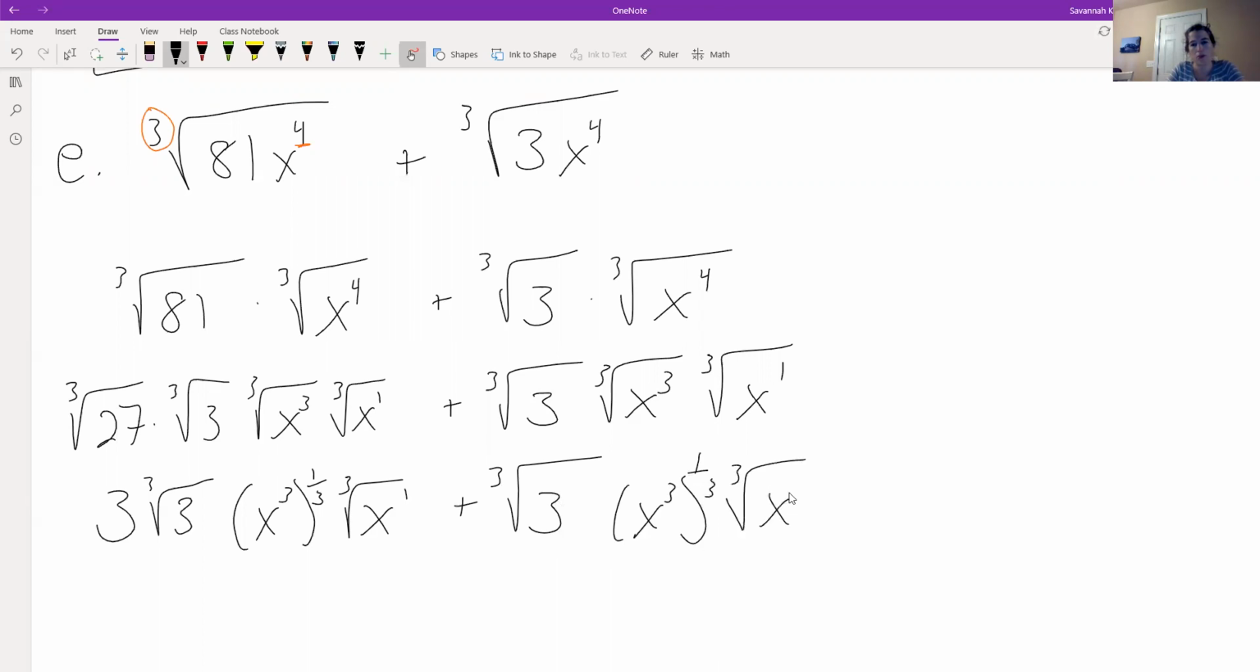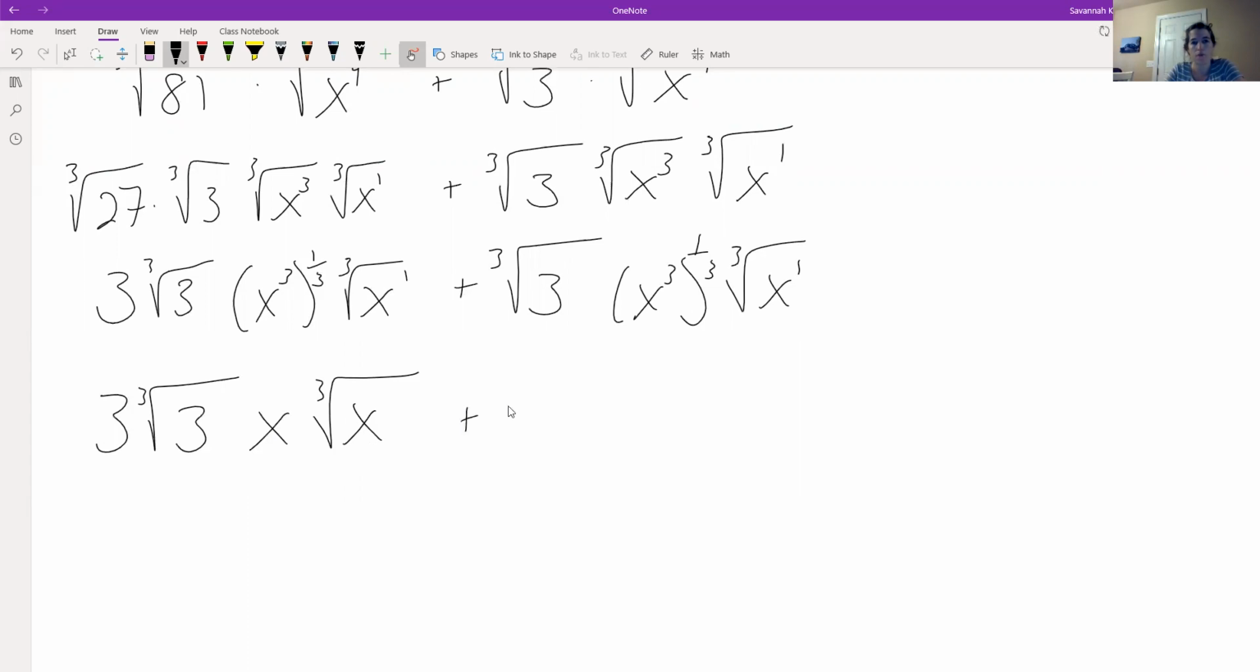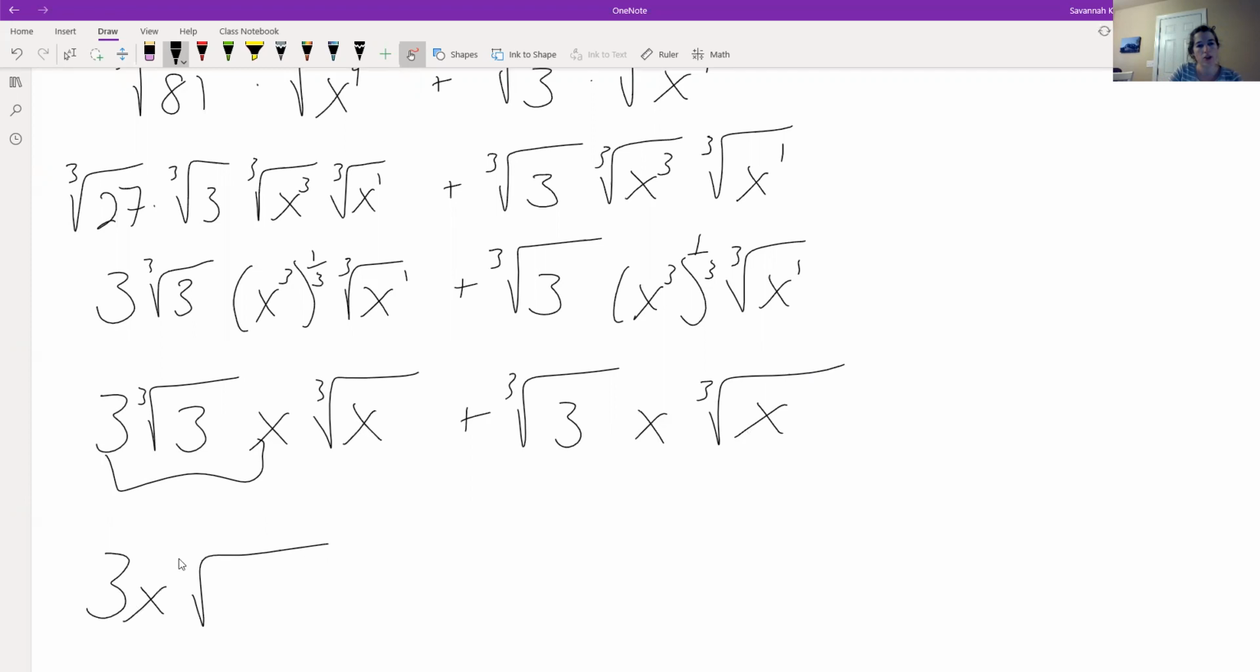And cube root of x first. All right, so 3, cube root of 3, x to the first, cube root of x to the first, which I can just now call the cube root of x, cube root of 3, x, cube root of x. And so I'm going to clean this up. The parts that are not under a root are going to come out front. The parts that are stuck under a root are going to remain at the back.